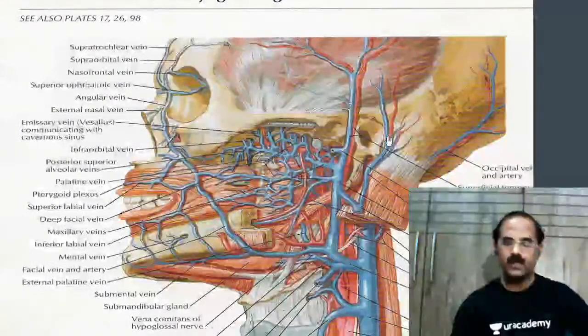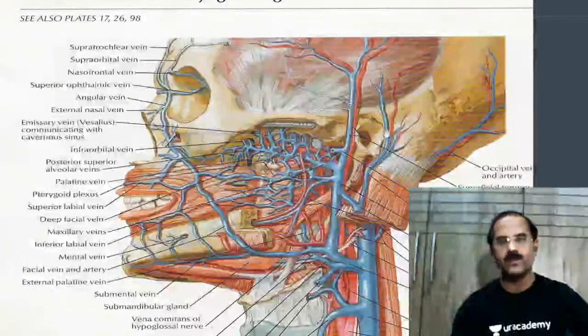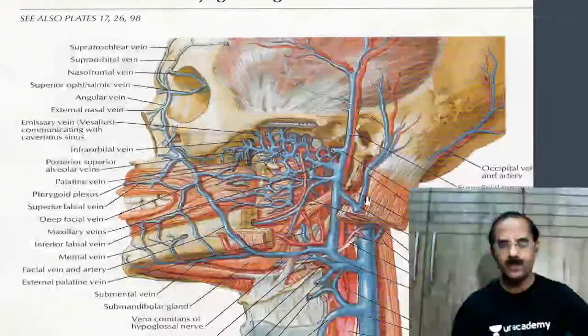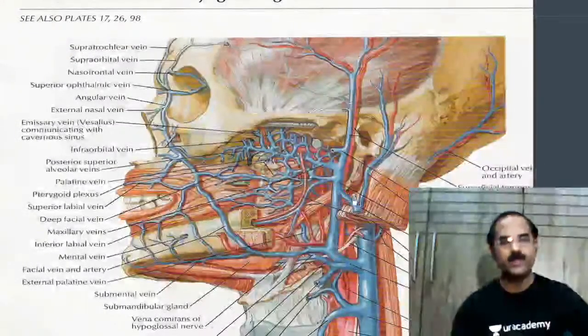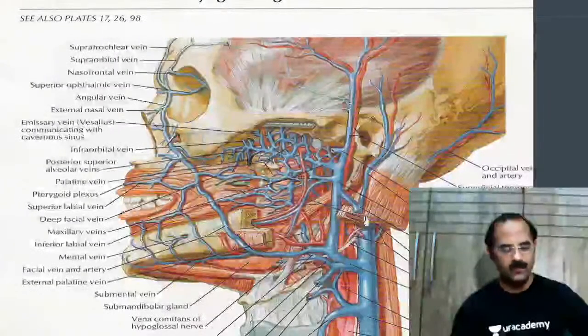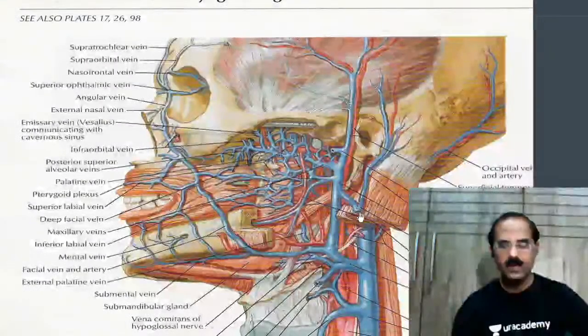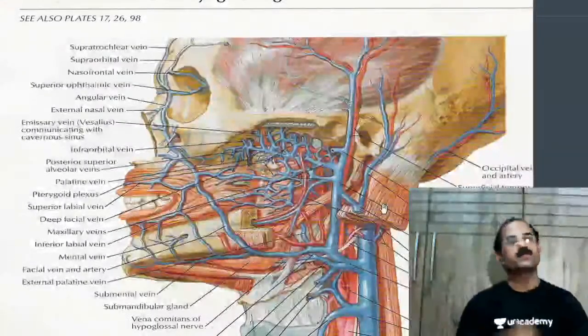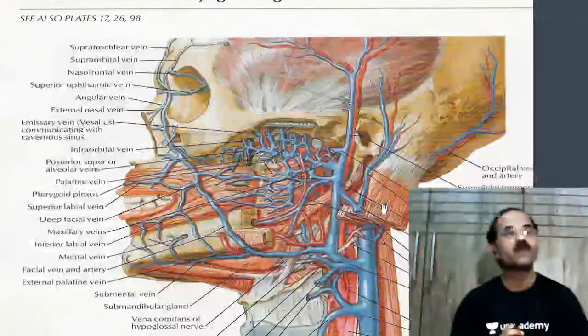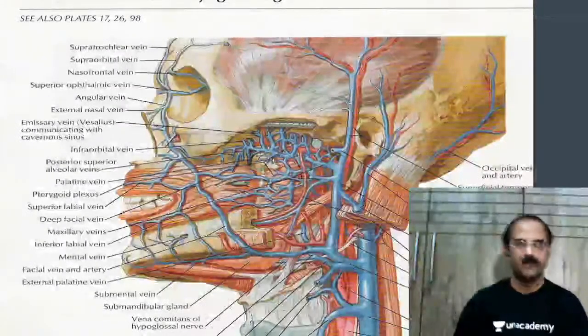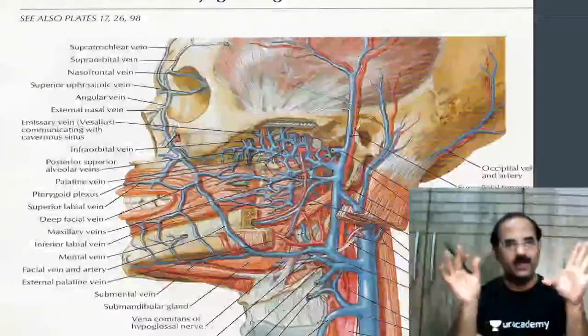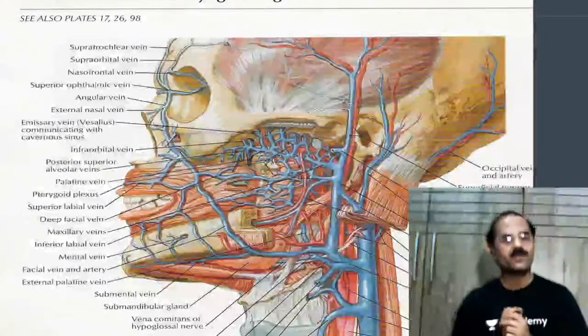This is the posterior division of the retromandibular vein. The posterior auricular vein joins with the posterior division of the retromandibular vein, and the vein which is cut here is the external jugular vein, and this external jugular vein would drain into the subclavian vein. Clear? So this slide is very clear to all of you. That's about the venous drainage of the face.